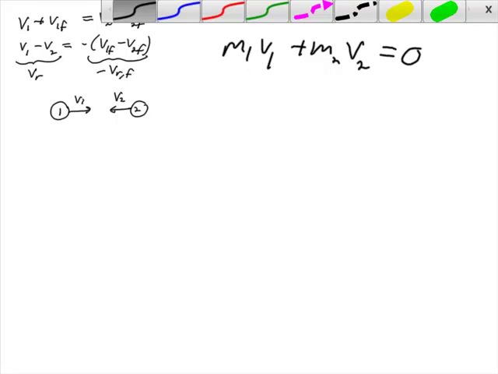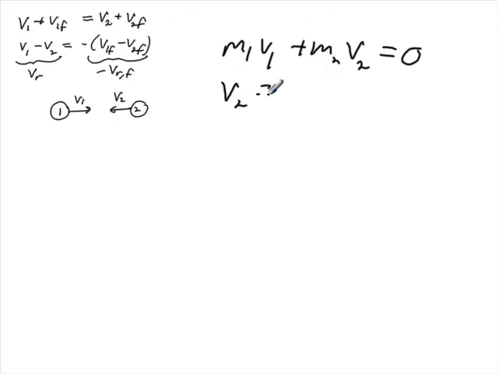This tells us that V2 is negative M1 over M2 V1. So I really only have 1 degree of freedom here. Whatever V1 is, V2 is totally determined. But of course, I also have to conserve energy.